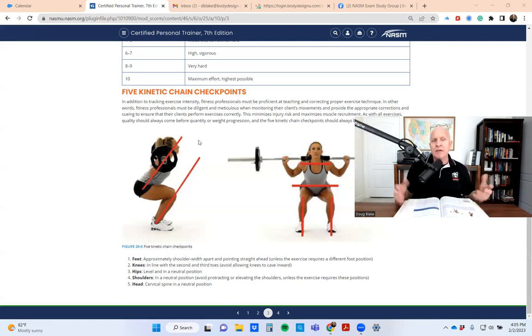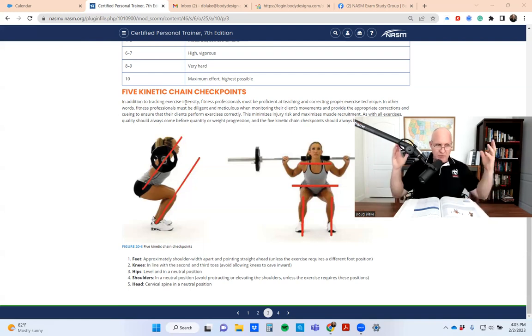That's why they talk about it. When you look at the 5 kinetic chain checkpoints, every exercise you do should have some association with the proper positioning of those checkpoints. I hope that makes sense. So when you look at this page, go ahead and read what they say in addition to tracking exercise, because this is what we do.